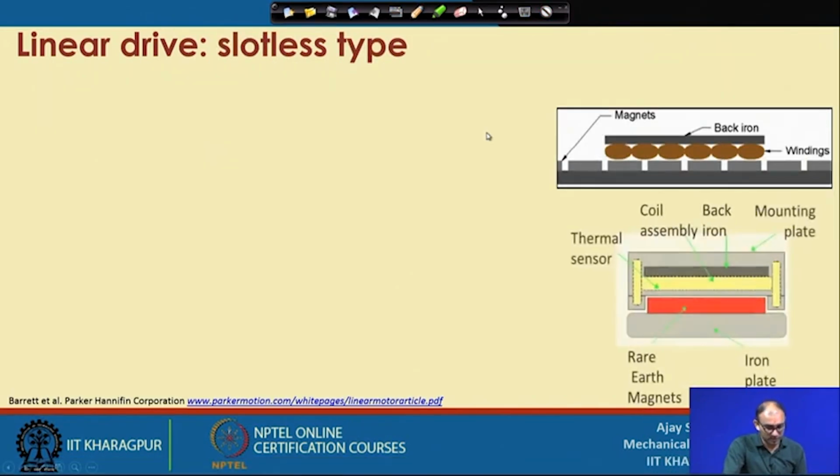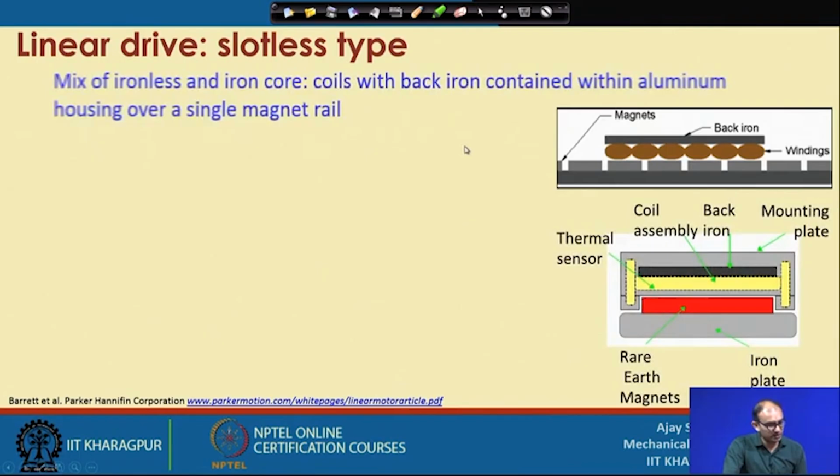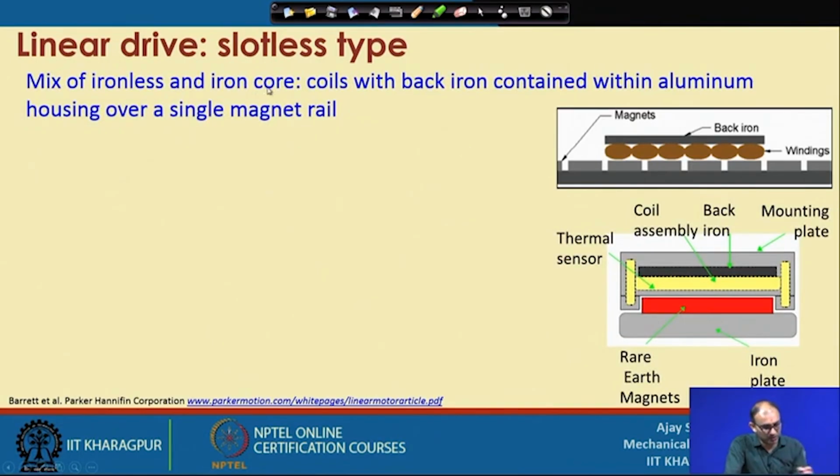Then the last one is the slotless wire. This is actually the mixture of the ironless and iron core. Whatever you got in the earlier two cases, you get both here. How? The coil with a back iron is contained within the aluminum housing over a single magnet. Here you are using a single rail, similar to the first case, and your winding is similar to the second case, called the ironless or air core type, and the whole thing is fixed within the aluminum housing. So, you can secure it in a much better way and avoid some other problems.